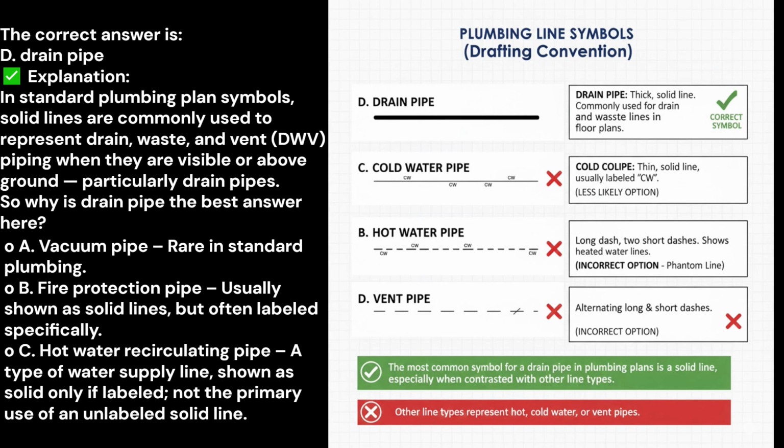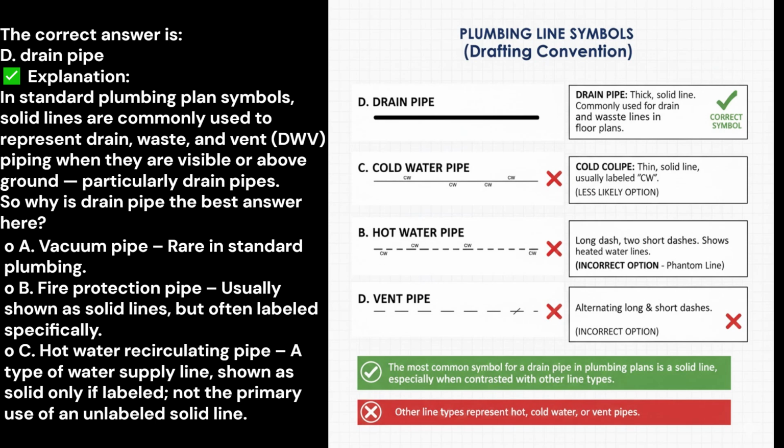Drain pipes, part of the soil and waste system, are often shown with solid lines, especially when they are within the floor or visible in plan view. Vent pipes, as noted in the previous question, use the long short dash pattern, phantom line. Water supply pipes, hot, cold, recirculating, are also often shown as solid lines but are usually labeled, example, HW, CW, HWR, to distinguish them. So why is drain pipe the best answer here?